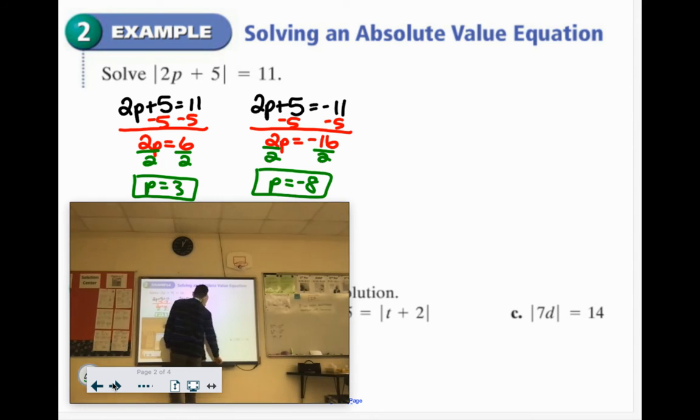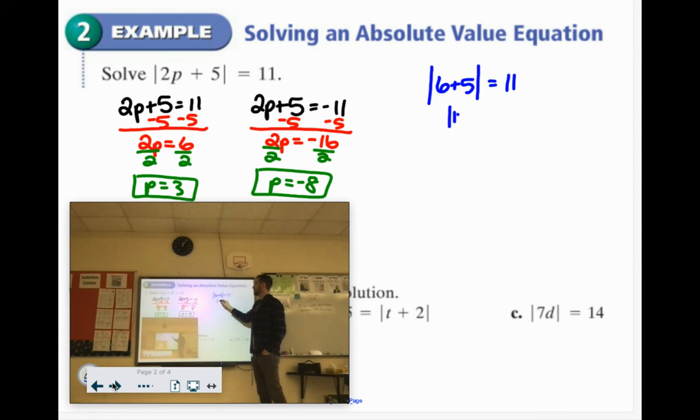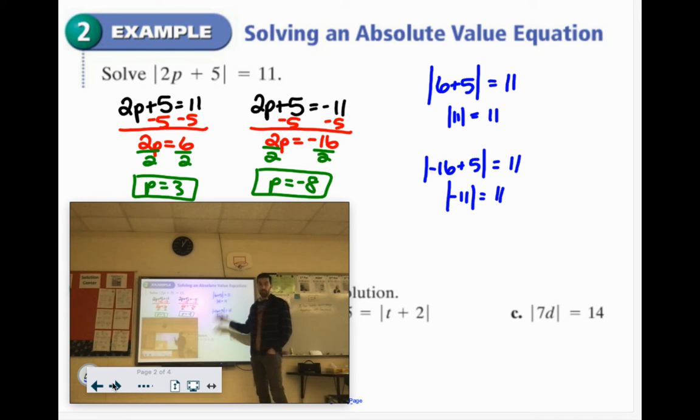If you substitute either of these into the original equation, they both work. If we did 3, 2 times 3 is 6. 6 plus 5 is 11, and the absolute value of 11 is 11. If we put in negative 8, 2 times negative 8 is negative 16. Negative 16 plus 5 is negative 11, and the absolute value of negative 11 is still 11. Isolate, set up two equations, and solve.